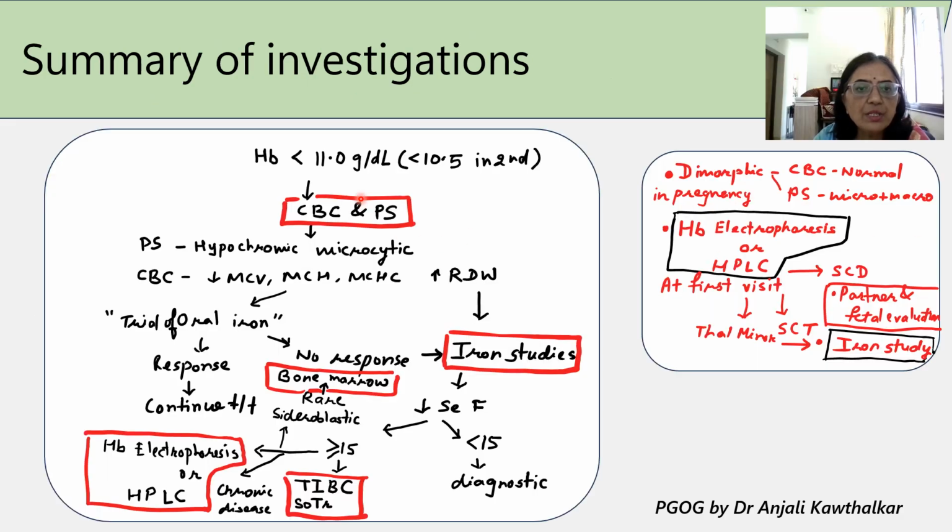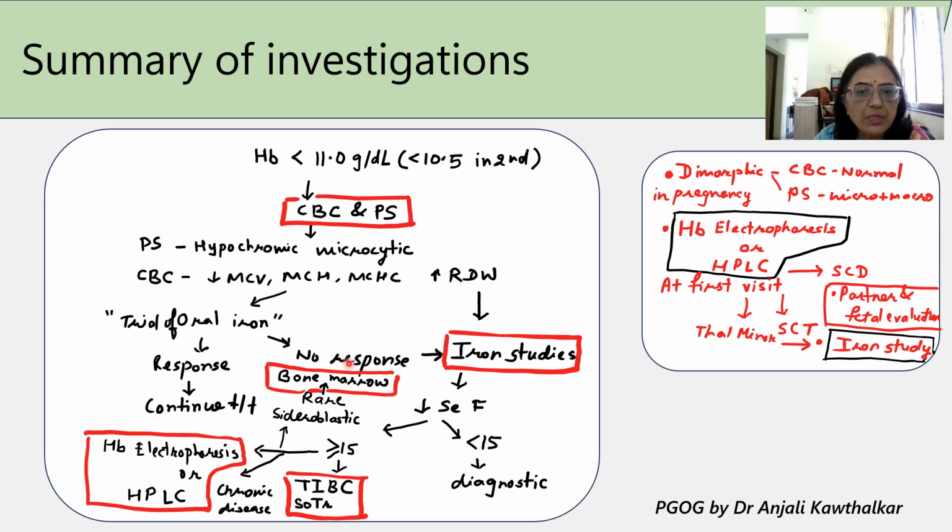Now, summary of investigations. Hemoglobin less than 11 gram per dl in the third trimester or less than 10.5 in the second trimester is an indication to do CBC and PS. PS shows a hypochromic microcytic picture, and CBC shows a fall in MCV, MCH, MCHC with an increase in RDW. Then we can start a trial of oral iron therapy. If the patient responds, then we continue the same treatment.